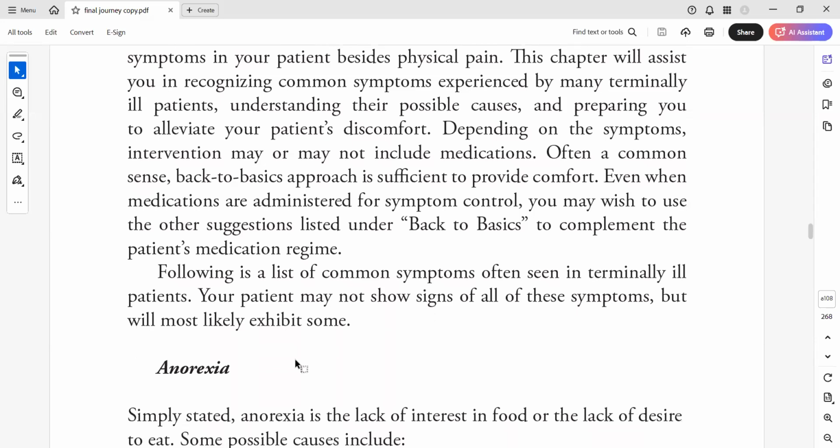Following is a list of common symptoms often seen in terminally ill patients. Your patient may not show signs of all of these symptoms, but most likely exhibit some.